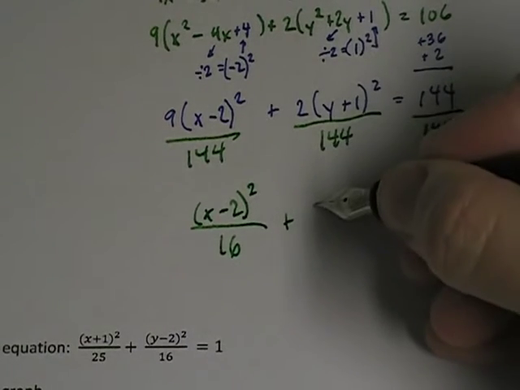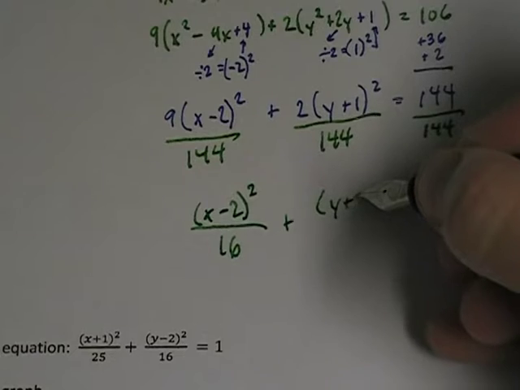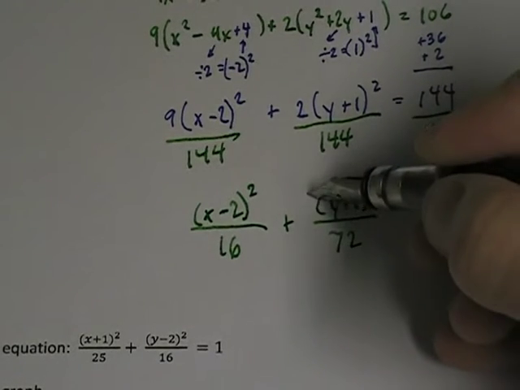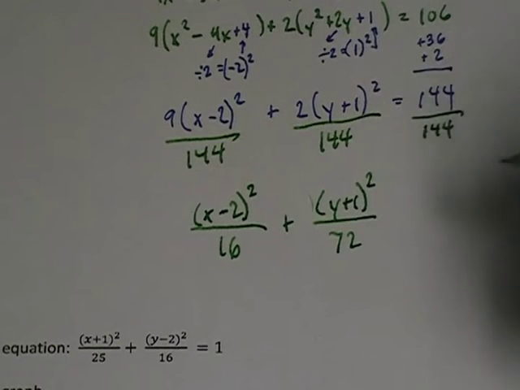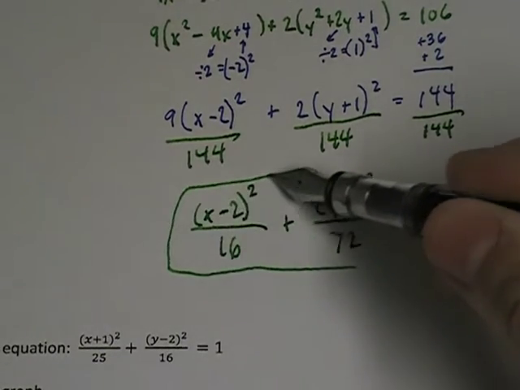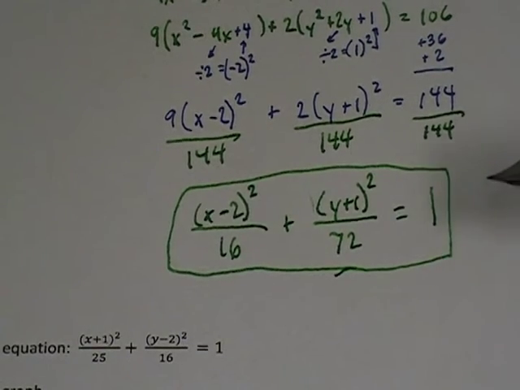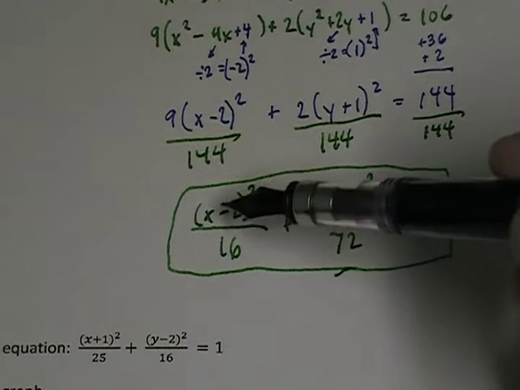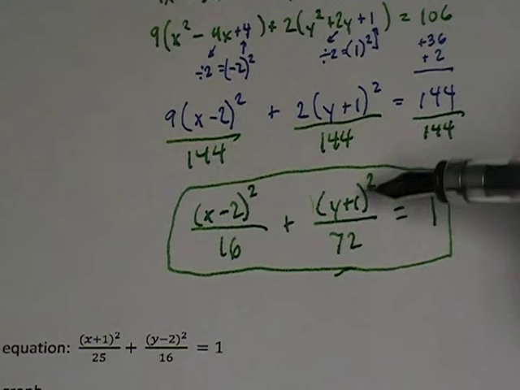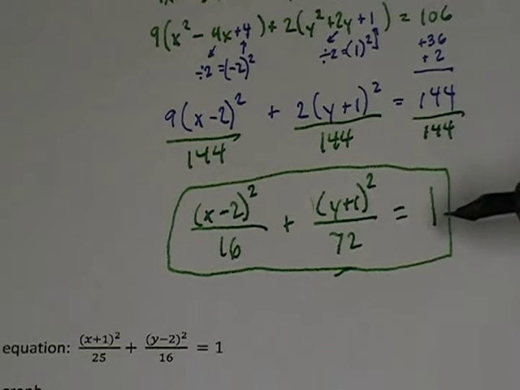2 over 144 reduces to 1 over 72, right? And that's equal to 144 over 144, which is 1. And that is how we put this ellipse in center form. Okay? So x minus 2 quantity squared over 16, plus y plus 1 quantity squared over 72 equals 1.